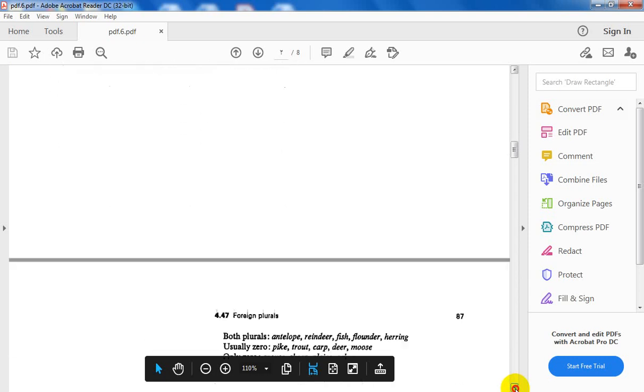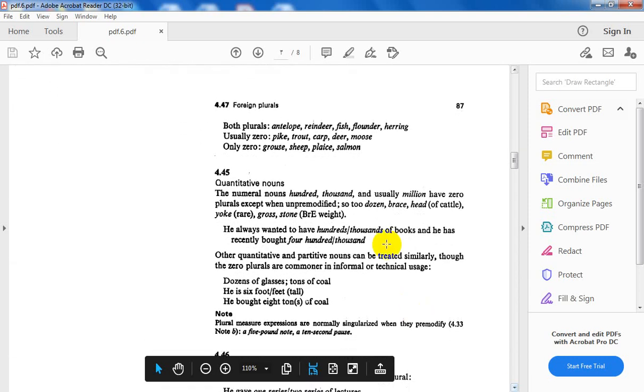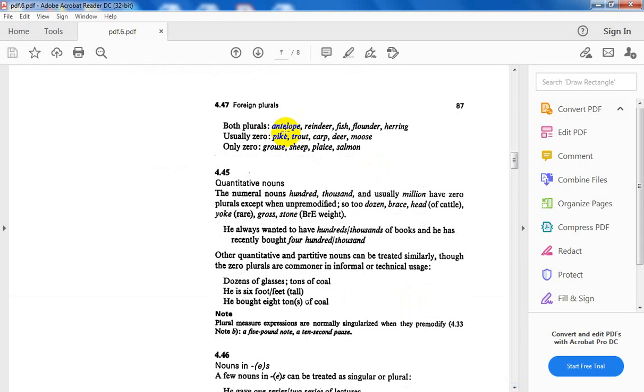Both plurals: antelope, here you can say antelope with zero plural, which is irregular, or antelopes. Reindeer, fish, flounder. Of course I choose regular or irregular depending on the context. Depending on the context, if it is hunting, it will be zero plural. If it is classes or kinds or species, it is the regular plural.